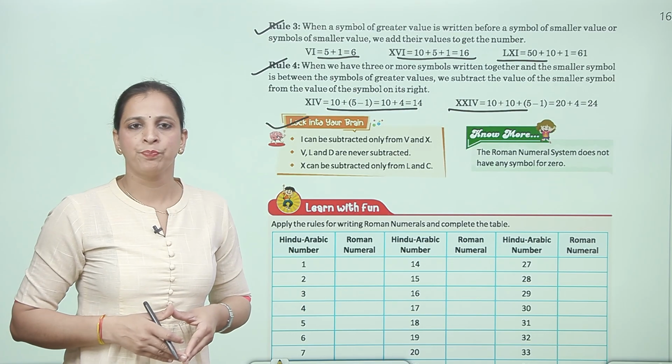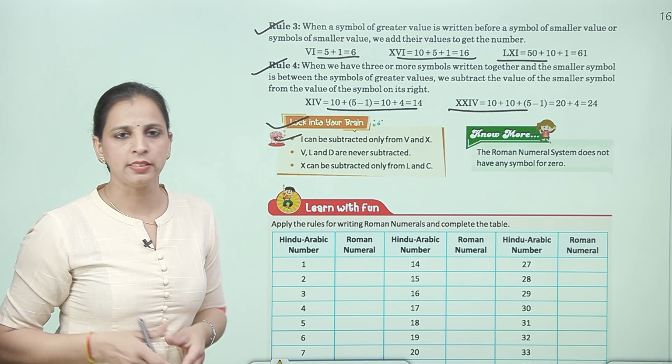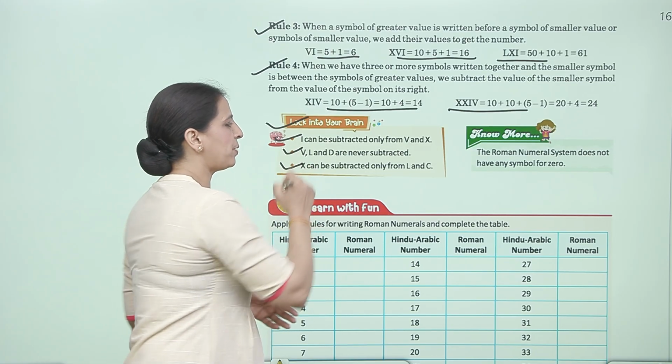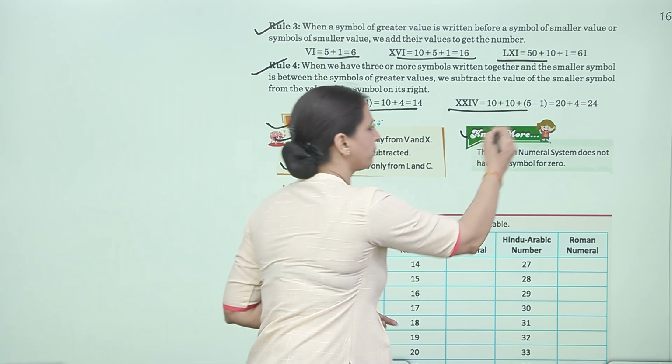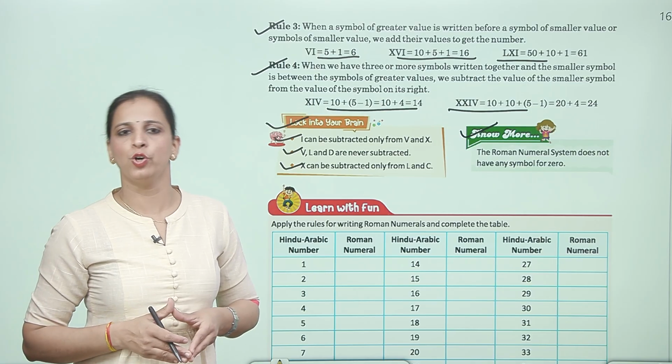Now, lock into your brain: I can be subtracted only from V and X. V, L and D are never subtracted. X can be subtracted only from L and C. Now, no more. The Roman numeral system does not have any symbol for 0.